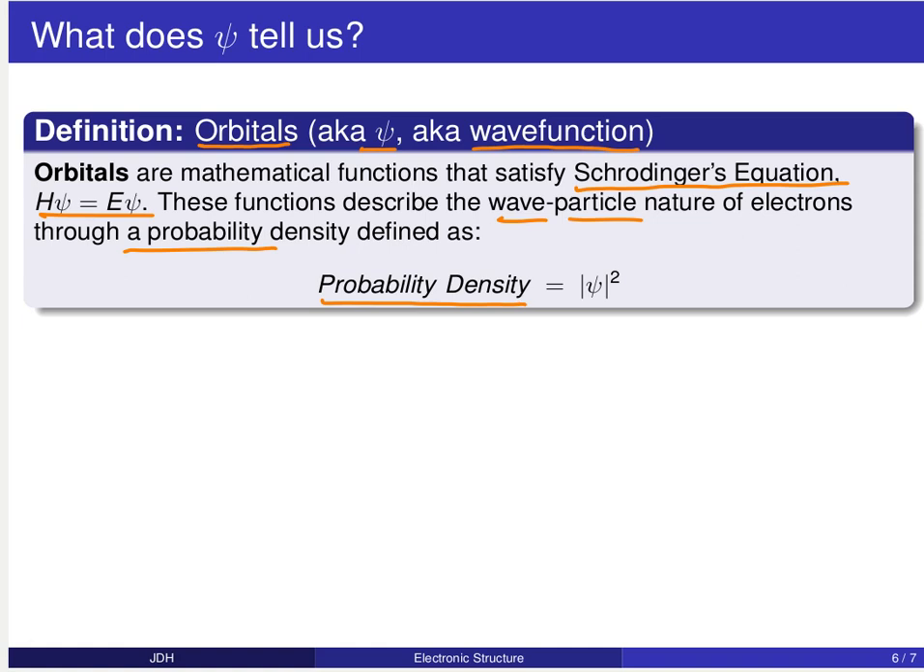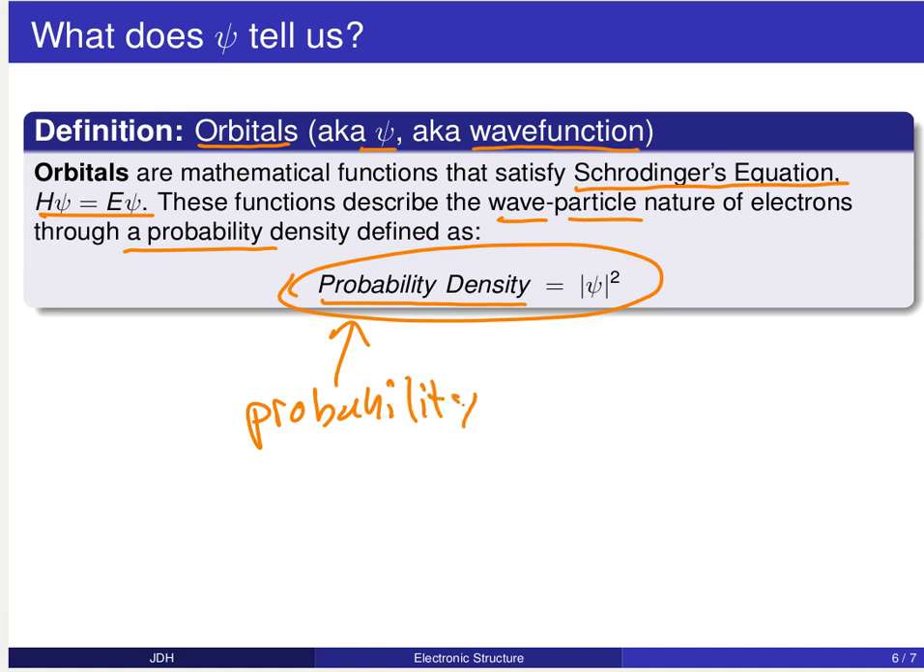Now we're going to spend some more time really looking at what is meant by a probability density, and we're going to look at specific probability densities, but the idea is relatively straightforward. It sounds complicated, but it's a relatively straightforward concept. Basically, the square of this wave function is going to tell us the probability of finding an electron at a given location in space around a nucleus.